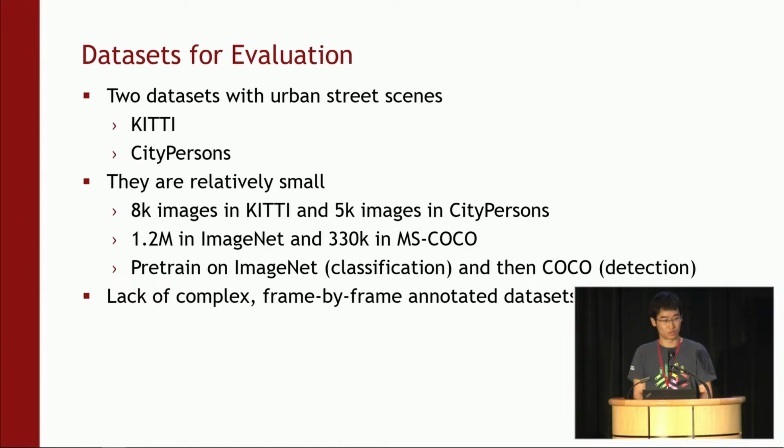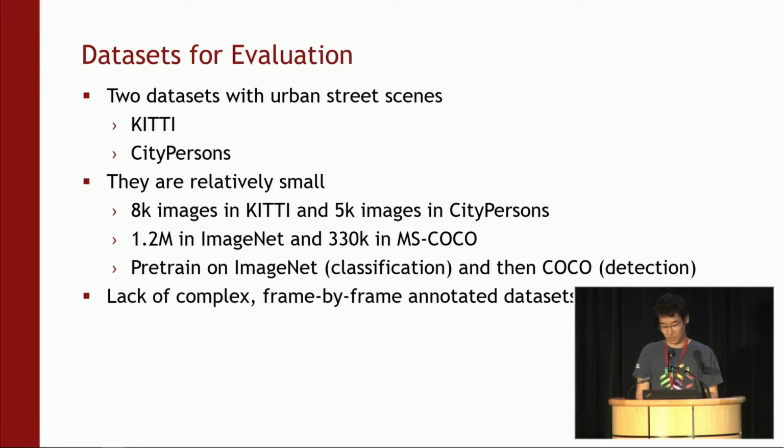So we need to overcome the training problem. We adopt a 3-stage training pipeline, which involves pre-training the model twice: first on the ImageNet classification task, and then on the COCO detection task. And we have to say that the lack of complex and frame-by-frame annotated datasets is a general obstacle in this research field. And if anyone sitting here is willing to share like 1% of your private dataset, we will be quite grateful, yeah.